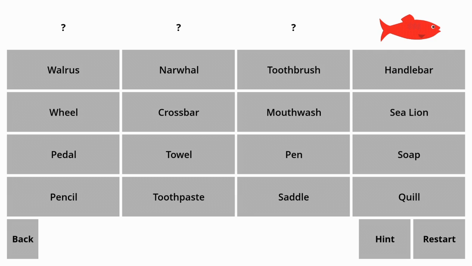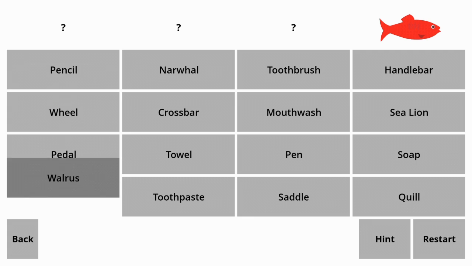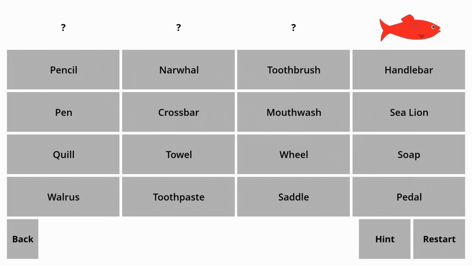Walrus, wheel, pedal, pencil, narwhal, crossbar, towel, toothpaste, toothbrush, mouthwash, pen, sandal, handlebar, sea lion, soap, and quill. The walrus, narwhal, and sea lion kind of sound like they go together as sea creatures, sea mammals. But then there's not a fourth one. We could have pencil, pen, quill, and it doesn't look like there's another one for that set.